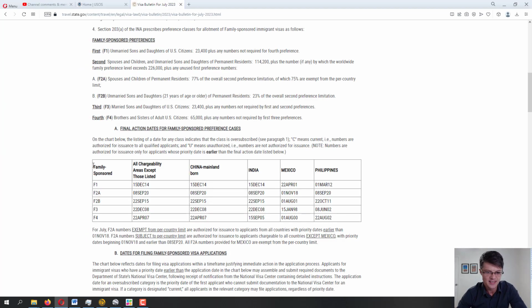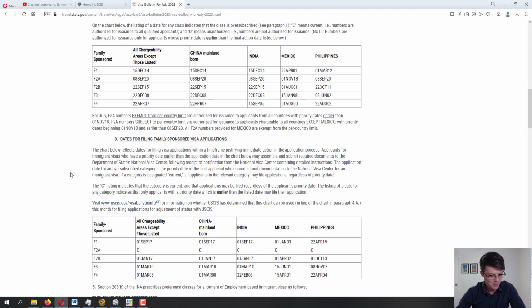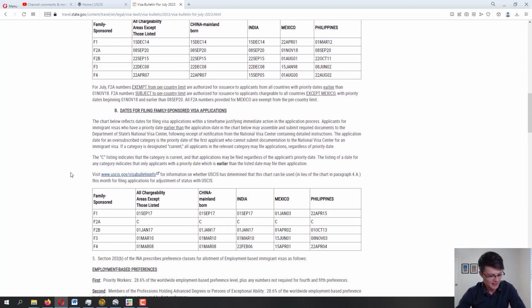March 2017 F1. So right now, if I remember correctly, Patricia, the NVC portal for your daughter has not been opened up just yet. It's still closed. Right now it's showing September 17 and your daughter's priority date is in March 2017. So it is, let's see, April, May, June, July, August. So roughly 6 months overdue now for the NVC portal to open up.